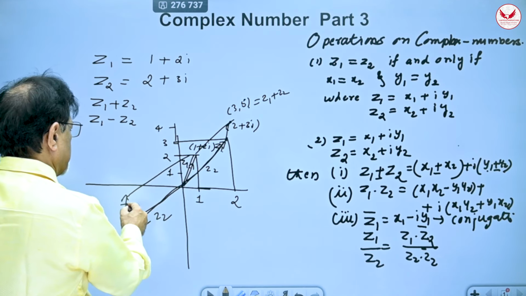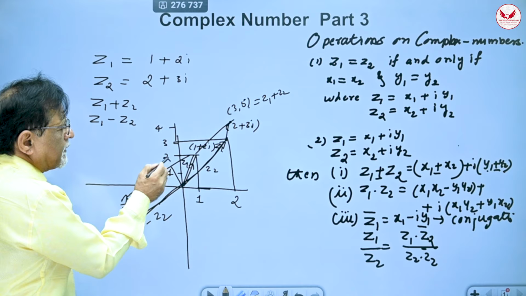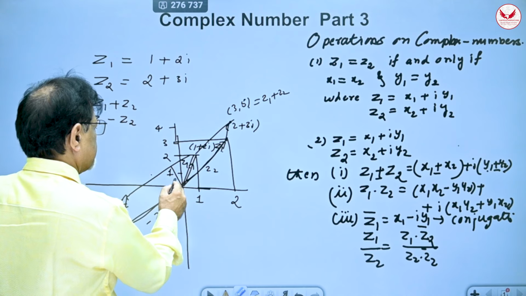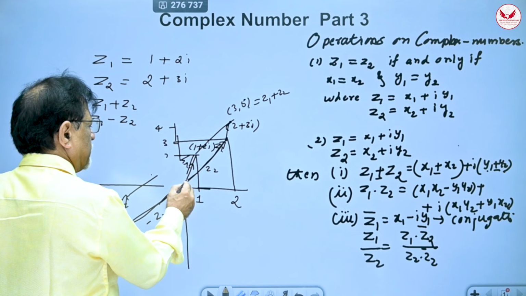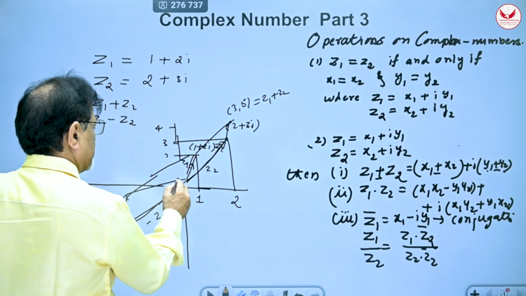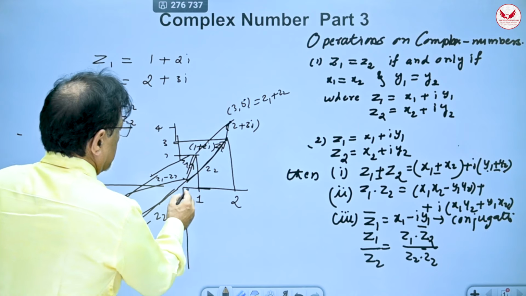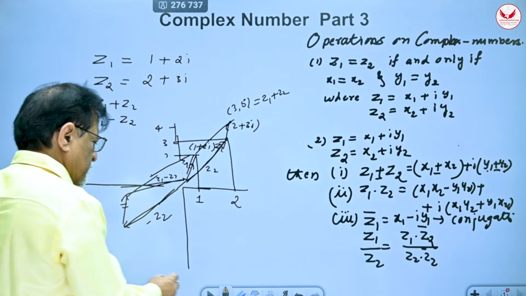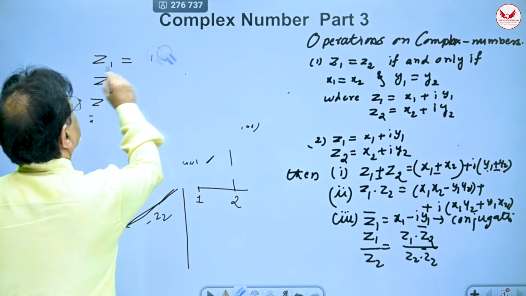So this is parallel to this, and this is parallel to this, and then the resultant passing through the point of intersection will be like this. This will be z1 minus z2. So this is the origin, and from here it starts, right? Like this, right? So z1 minus z2. If you are getting confused, I will draw a separate diagram for z1 minus z2. Let us see.